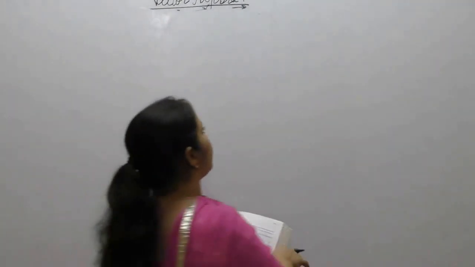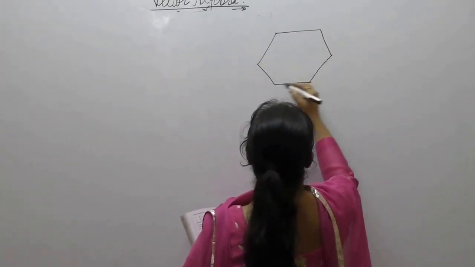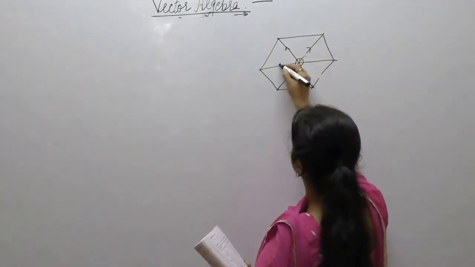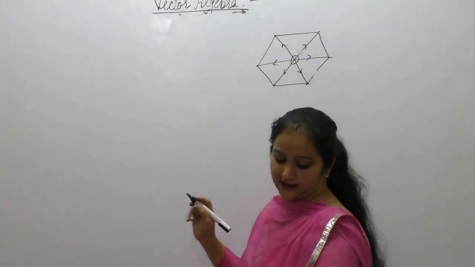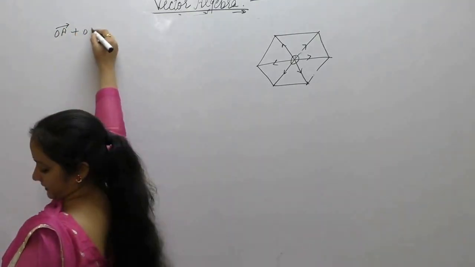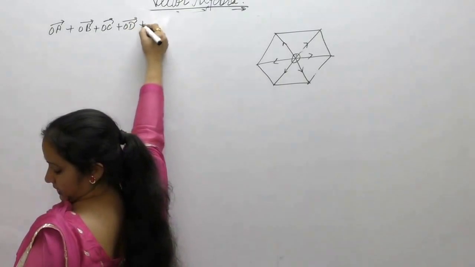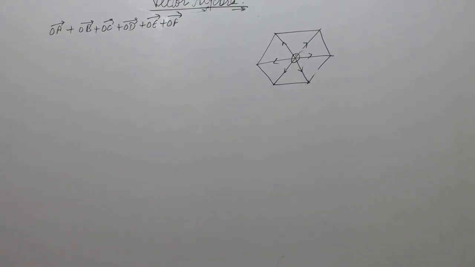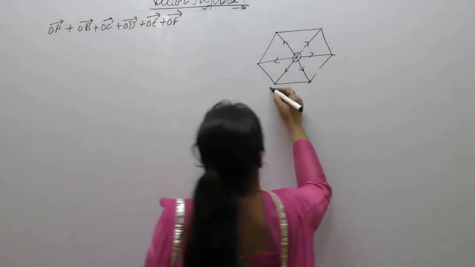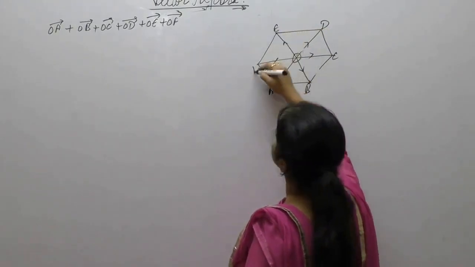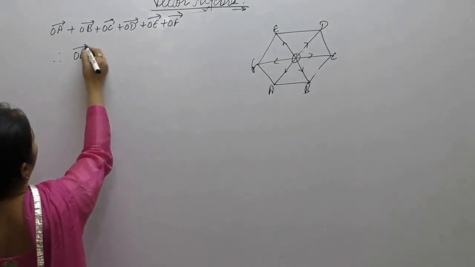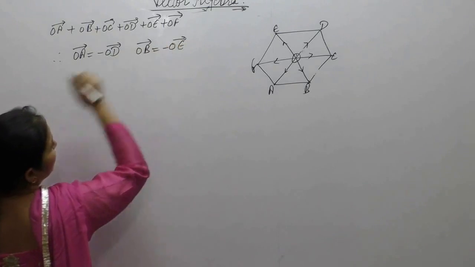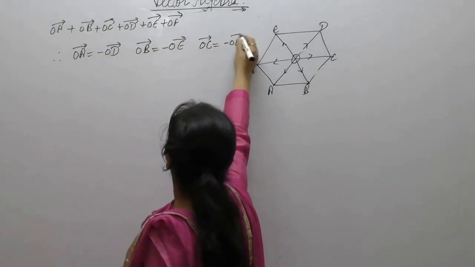Let O be the center of a regular hexagon. Find the sum of vectors OA, OB, OC, OD, OE and OF. We know that the center of a regular hexagon bisects the diagonals. Therefore, OA vector is equal to negative of OD. OB vector is equal to negative of OE. And OC vector is equal to negative of OF.